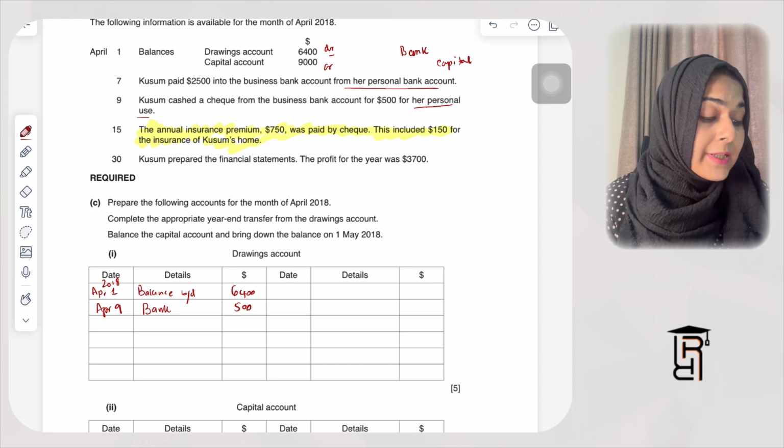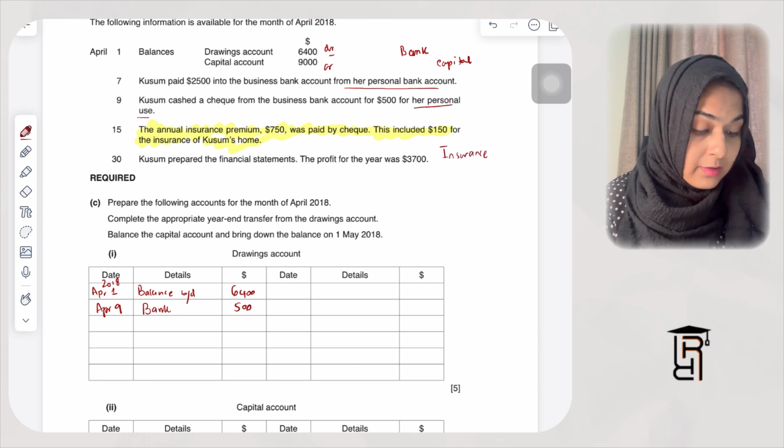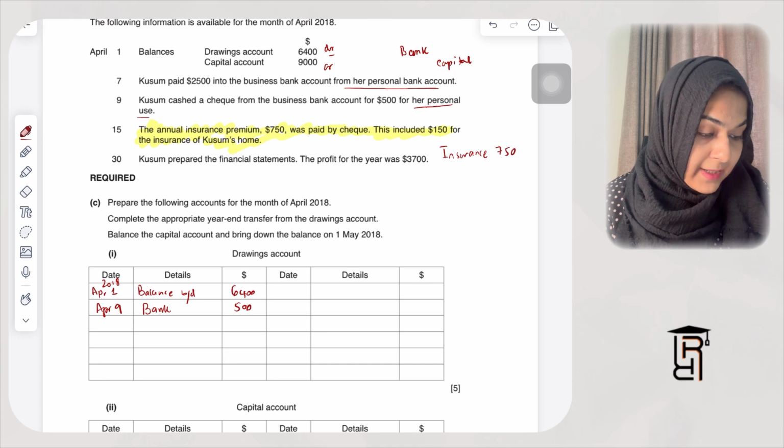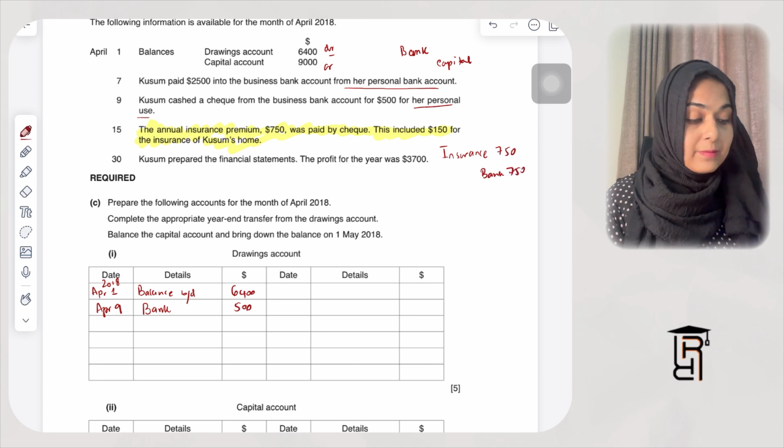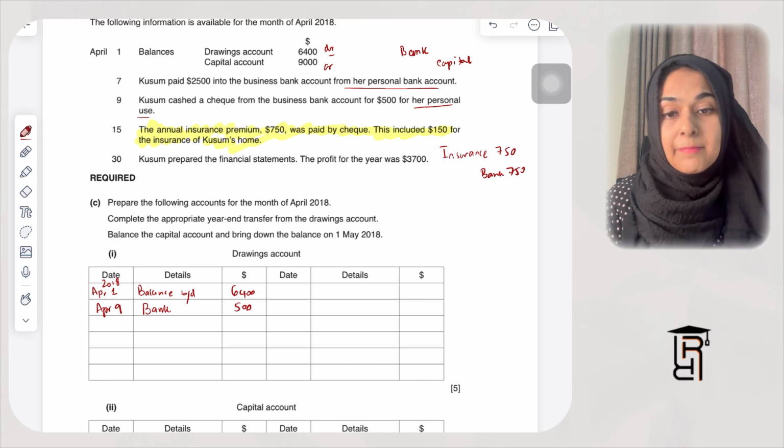So what they did was that they did insurance account debit 750 and bank account credit. This was the first double entry. So basically we paid insurance through the business bank account, and the insurance account is debited, the bank account is credited.